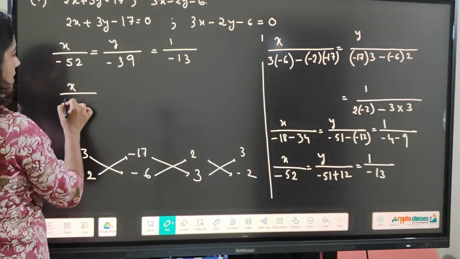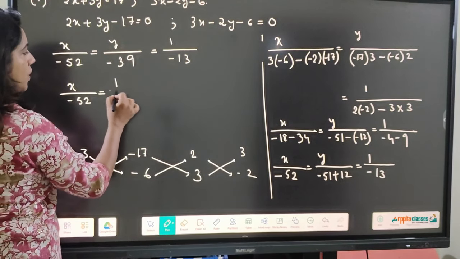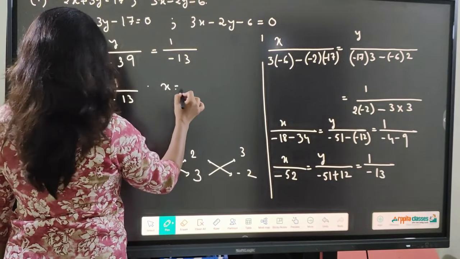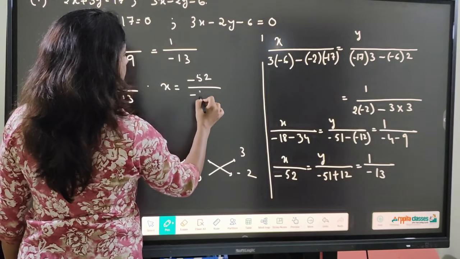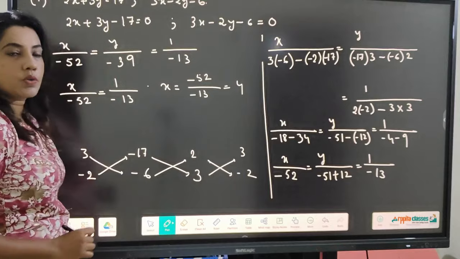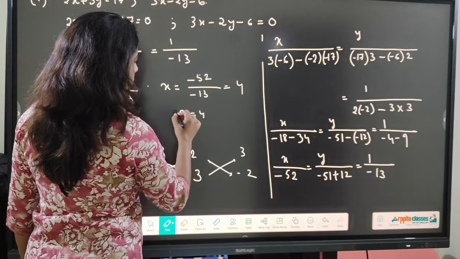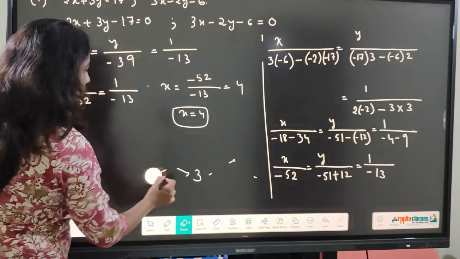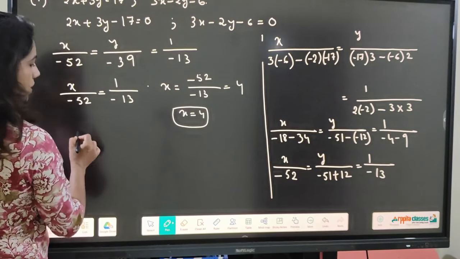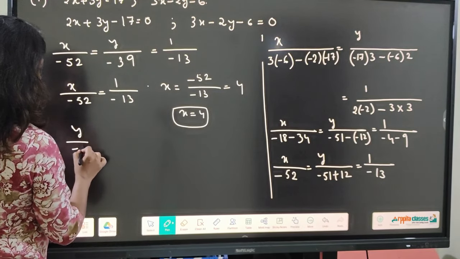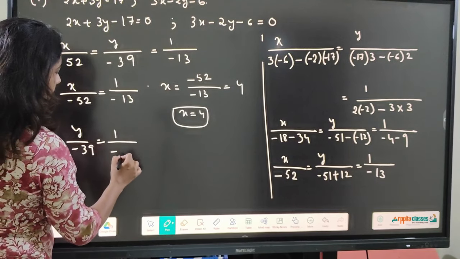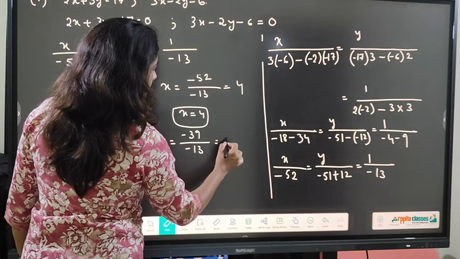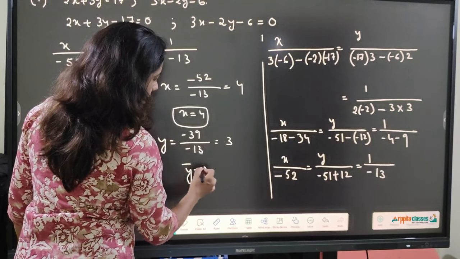So once I make x upon minus 52 is equal to the constant term, from here x is equal to minus 52 upon minus 13, that is 4. So we get the value of x, that is 4. Now let me erase this. Now we'll make y is equal to, that is y upon minus 39 is 1 upon minus 13. So y is minus 39 upon minus 13, that is 3. So the value of y is 3.